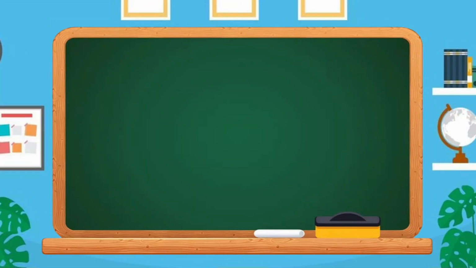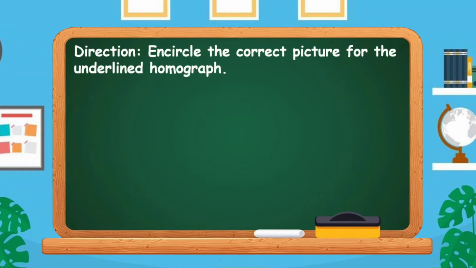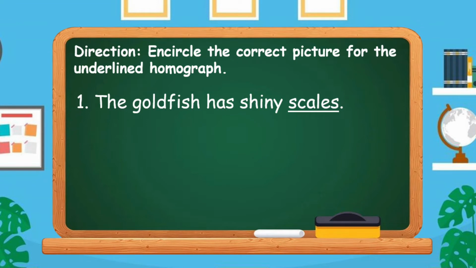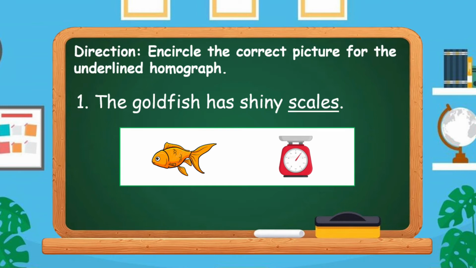Listen carefully to the direction. Encircle the correct picture for the underlined homograph. Number 1. The goldfish has shiny scales. Which is the correct picture for scales? Is it the first picture that has a fish with scales? Or the second picture with a weighing scale that is used for measuring mass? The answer for number 1 is the fish with scales shown in the first picture. Did you get the correct answer?